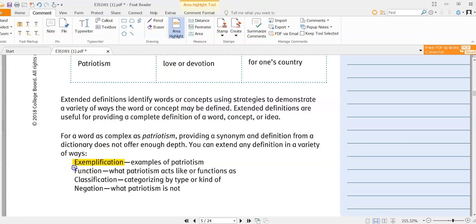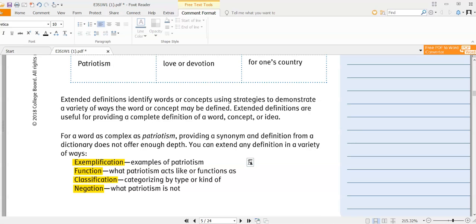There's function, which is explaining how it works. There's classification, which puts it into categories. And then there's negation, which explains the opposite of it, what it is not. So I'm going to give you a little mnemonic device to help you remember what's what. Exemplification starts with EX. So it means examples. All right?